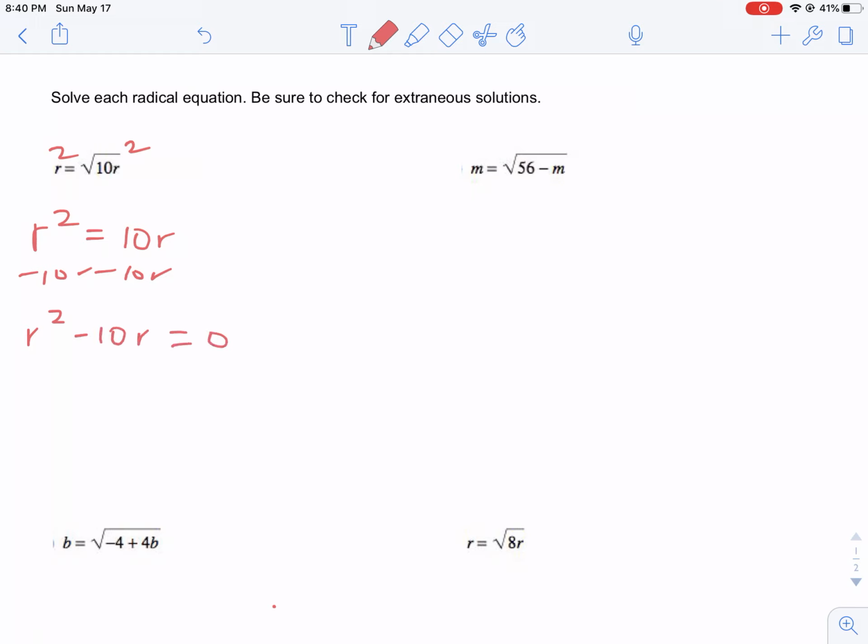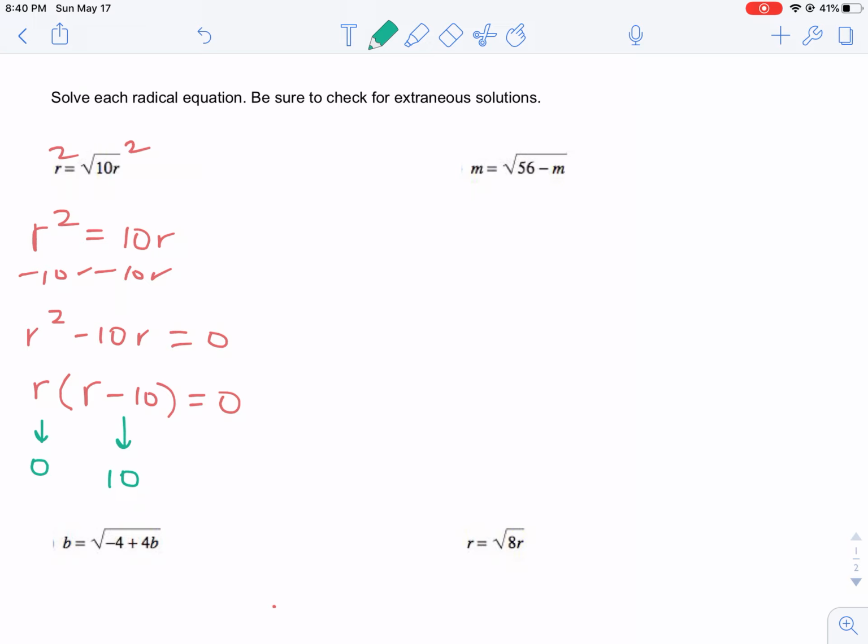We could certainly use the quadratic formula or completing the square for this, but probably the quickest method is to just factor. We're going to factor out the GCF. So we would have r times the quantity r minus 10 equals 0. And then using the zero product property, this gives us an answer of 0 and 10. So we get two answers, 0 and 10.